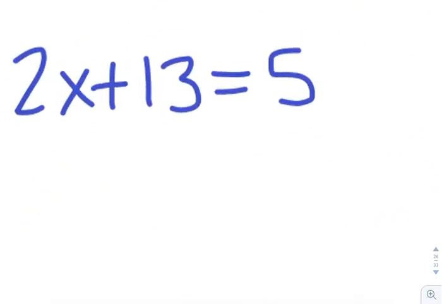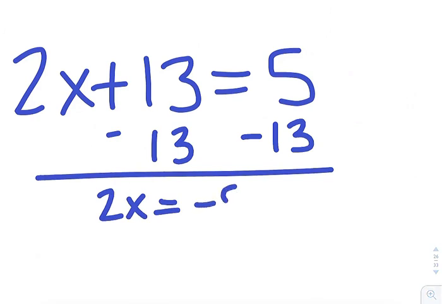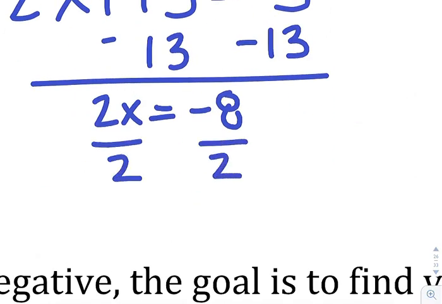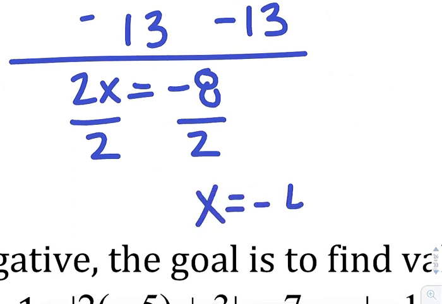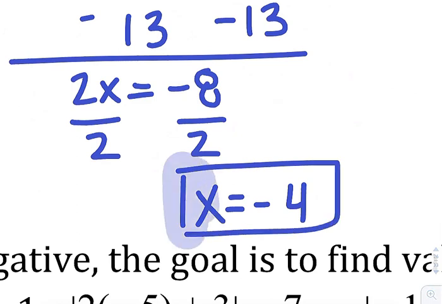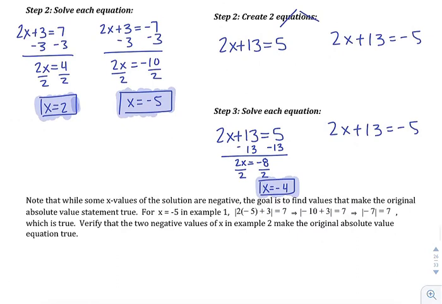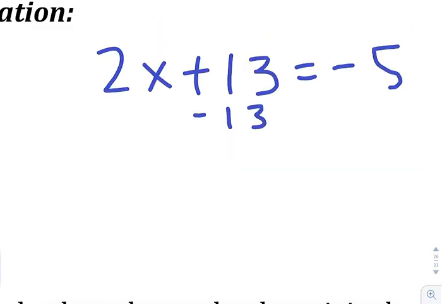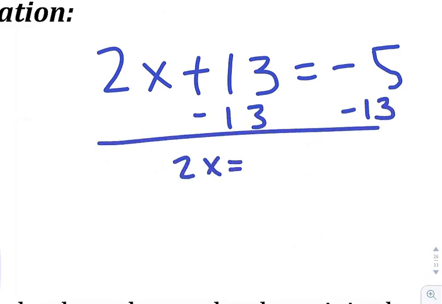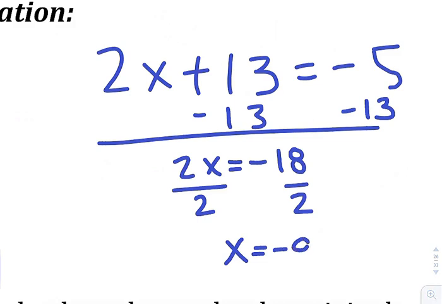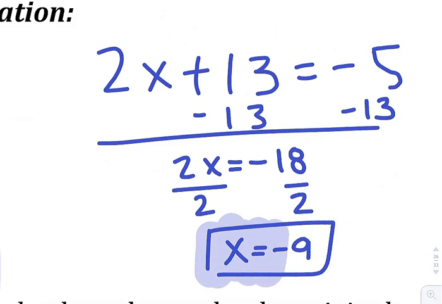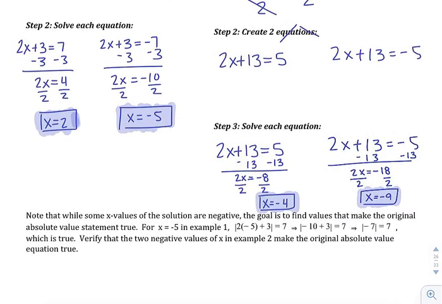So we'll solve the first one. Subtract 13. 2x equals -8, divide by 2, x equals -4 for the first one. And then we'll solve the second one. So again, same steps, subtract 13. 2x equals negative 18, divided by 2, and the second equation, x equals negative 9. Same steps, but two different answers. Every once in a while, yes, you will get x equals 3, x equals negative 3, x equals 4, x equals negative 4. But as a rule, it doesn't work that way.